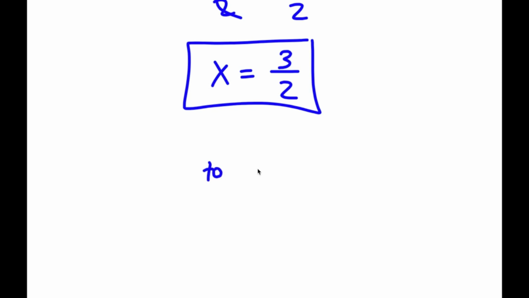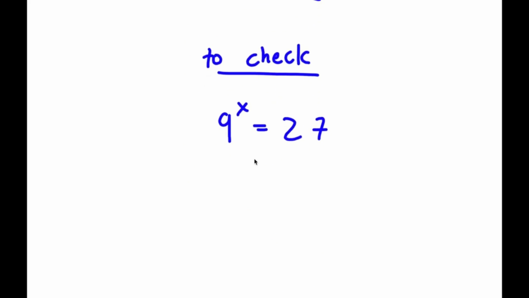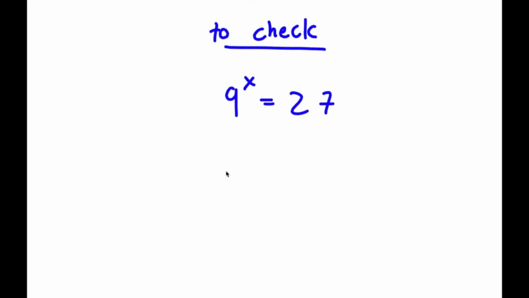Now to check, first start with 9 to the power of x is equal to 27. So x is equal to 3 over 2. So now I have 9 to the power of 3 over 2 is equal to 27.